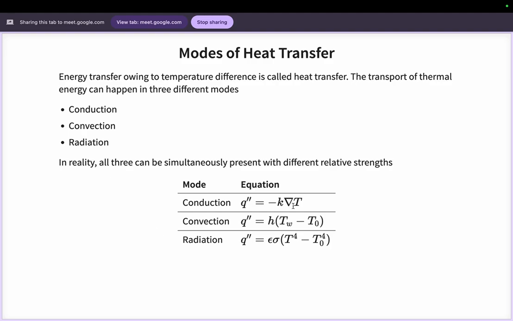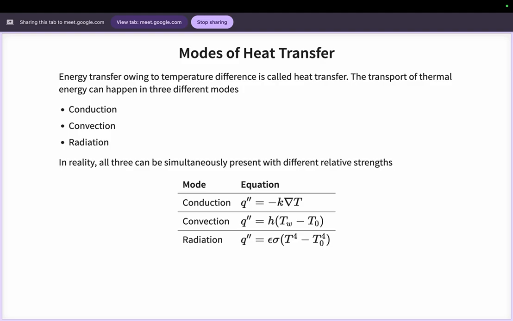Ideally, this K should also be inside the gradient; I've assumed that the properties are uniform and constant. For convection, we have Newton's law, where the heat flux is related to the temperature difference between the surface and the ambient by a proportionality constant h. But this h is not a universal constant or a material property. It depends on the geometry, the type of fluid, the way in which the fluid flows, and a lot of other factors.